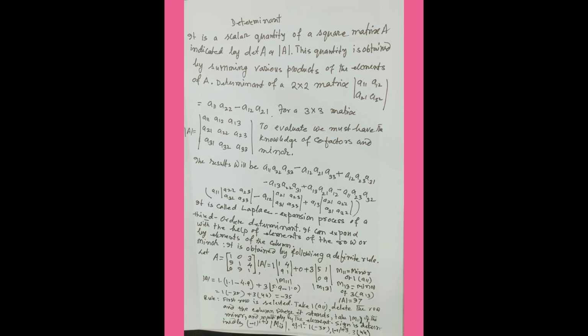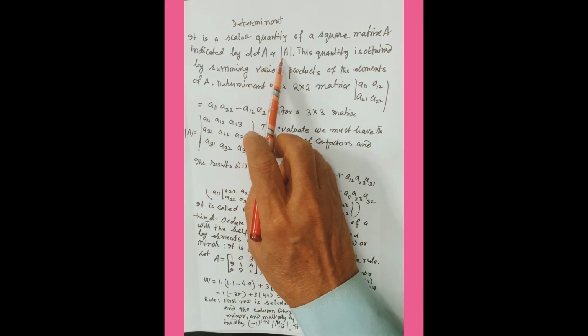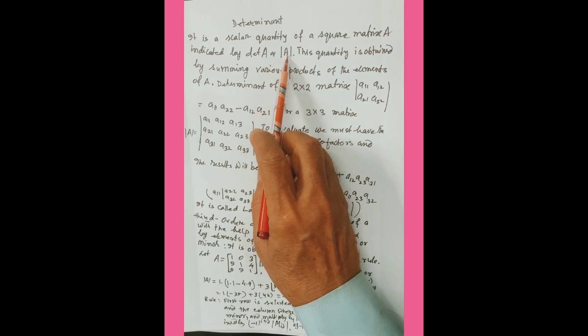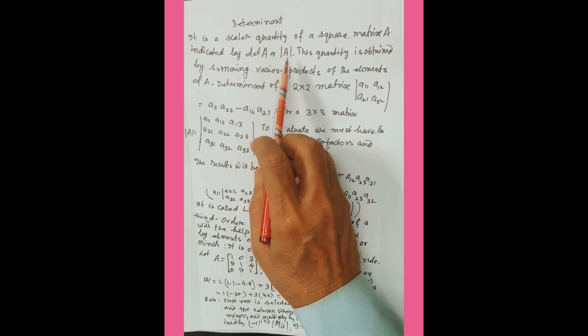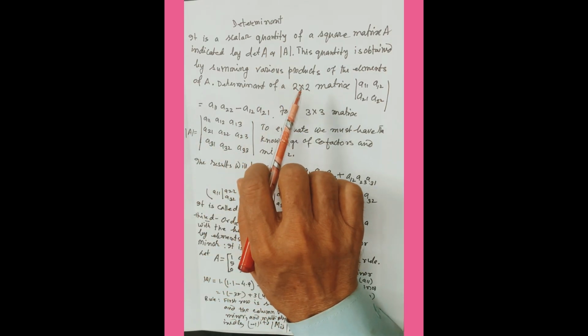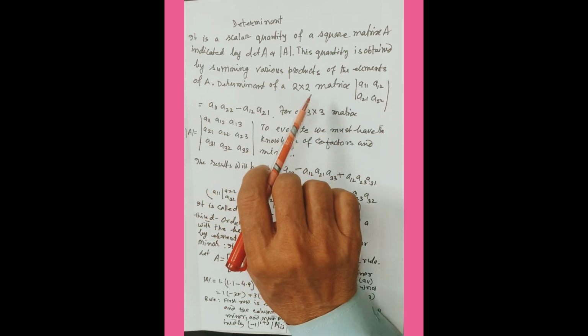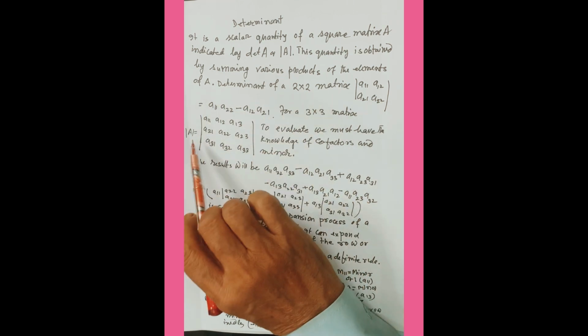Now what is determinant? It is a scalar quantity of a square matrix. Suppose the square matrix is A, and determinant of A is represented like this. But if we put the hook, it will be matrix, but if you do not put the hook, it is the determinant. So this quantity is obtained by summing various products of the elements of A.